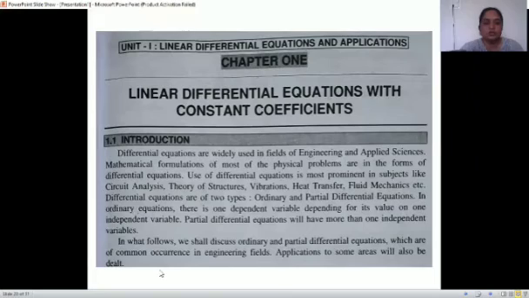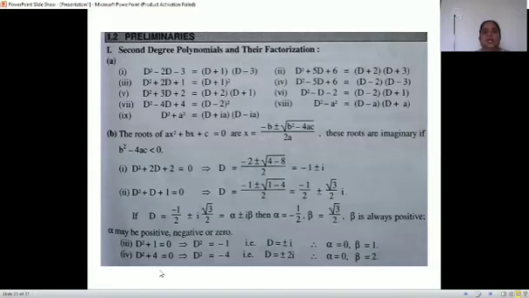In what follows, we shall discuss ordinary and partial differential equations, which are common occurrences in engineering fields. So we'll see that later. The next thing is second degree polynomials and their factorization. You should know how to factorize the terms.